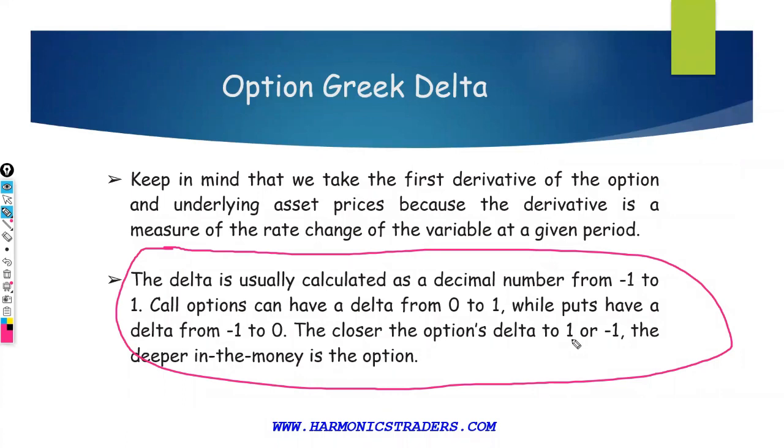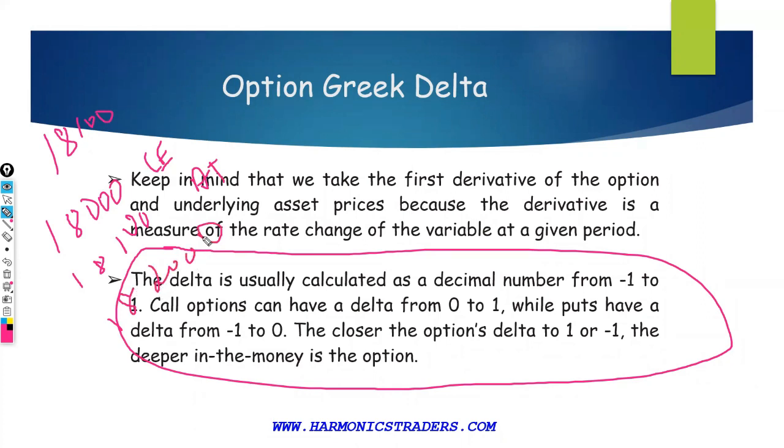If it is closer to 1, we can say that is ITM or in the money option. So what are in the money options? Let us take the same example. Nifty spot 18,000, 17,800 CE is called in the money, 18,000 CE is called at the money, and 18,200 CE is called out of the money. Likewise, the opposite for put: 18,200 PE is in the money, 18,000 is at the money, and 17,800 PE is out of the money.